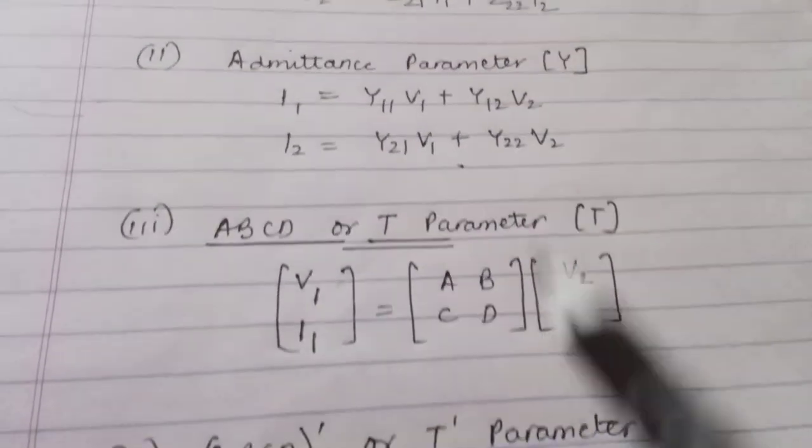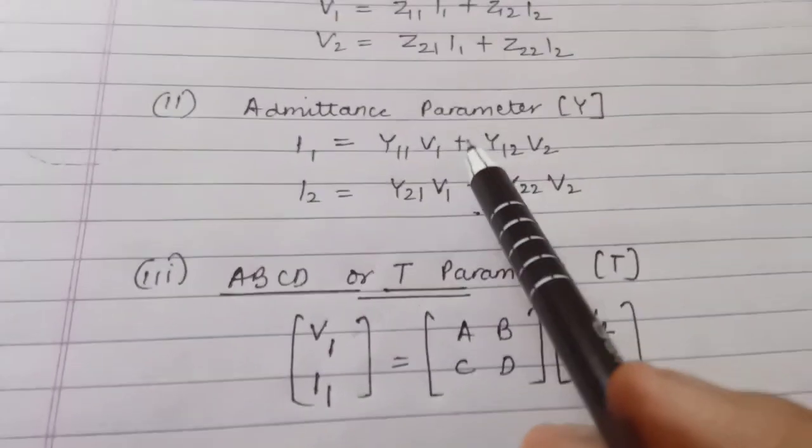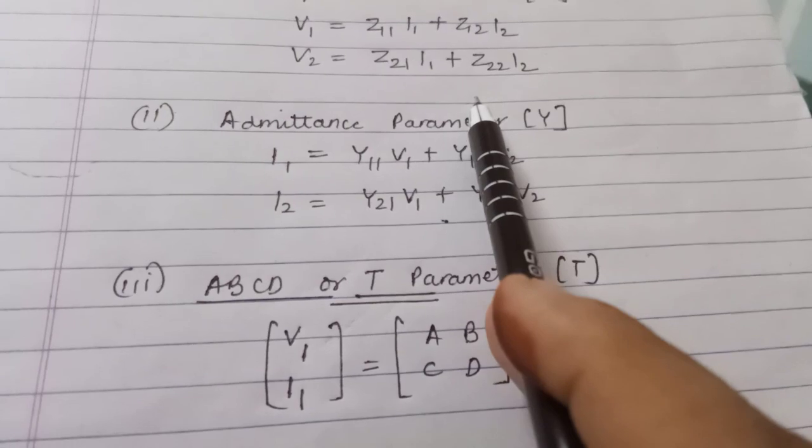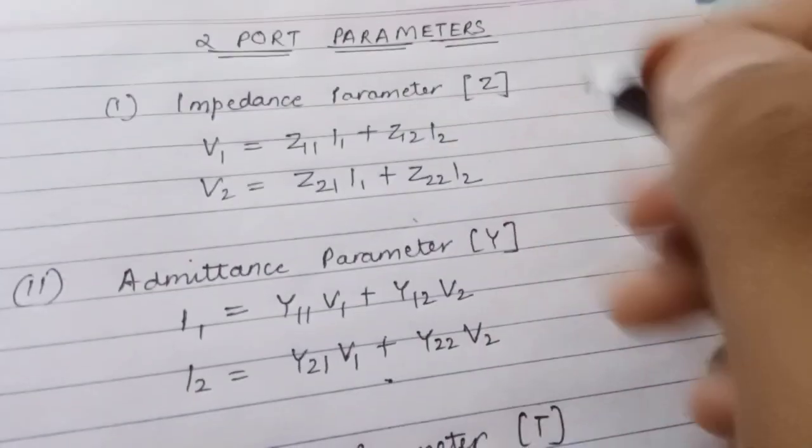So friends, as you must have seen, the admittance and impedance parameters I have written in equation wise and the rest I have written in matrix form. You can even write this in matrix form too.